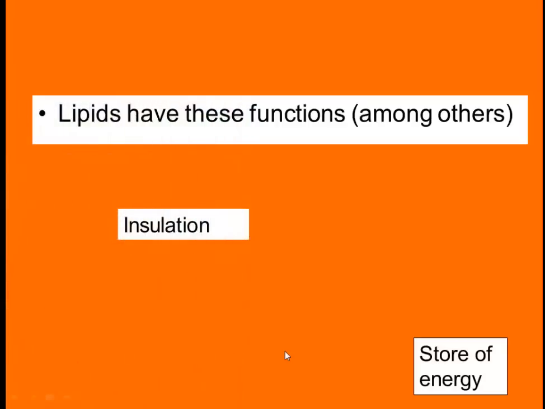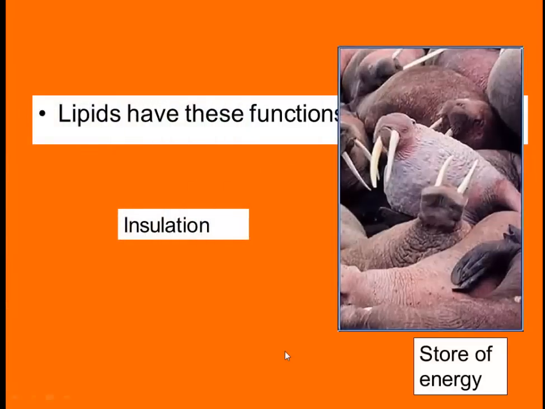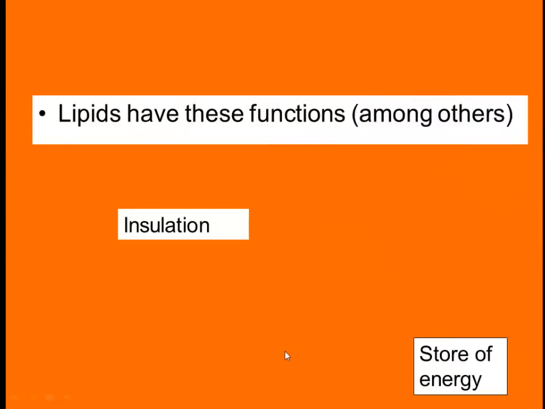Then, next function, insulation. Very important for chaps and chapesses like these walruses here. These walruses, you can see, are extremely well insulated. They are lying on an extremely cold, rocky beach at the moment. But you can see they're pink. They're pink because they're vasodilating. They're overheating because they are so well insulated. They're really well insulated because they are normally found swimming in icy waters.